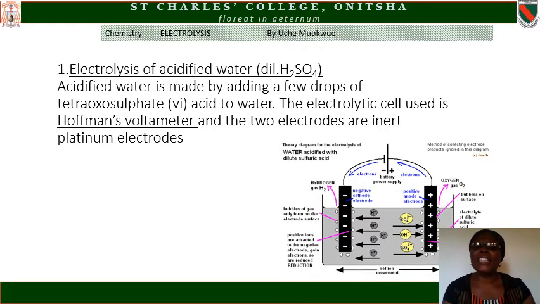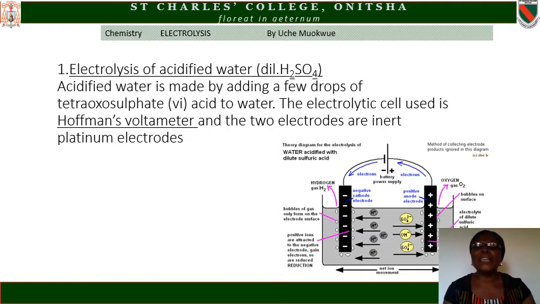We also learned that there are three factors that determine the type of ion to be deposited at the electrode during electrolysis. These factors are, number one, position of the ion in the electrochemical series. Number two, concentration of the ion in the electrolyte. And finally, the nature of electrode used. We learned that if the ion is lower in the series, it is discharged in preference to the one up in the series.